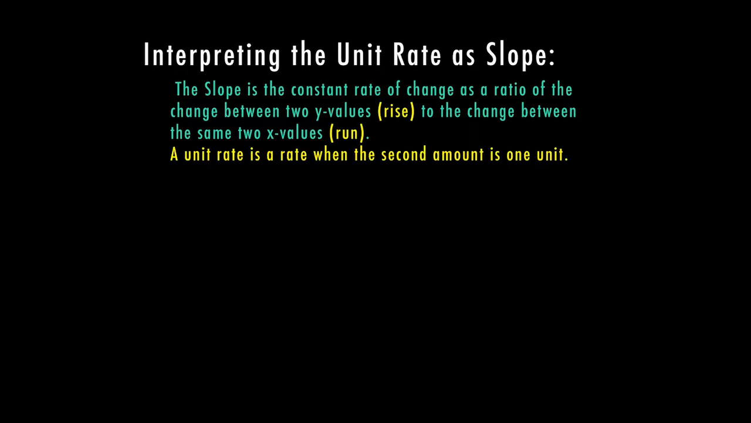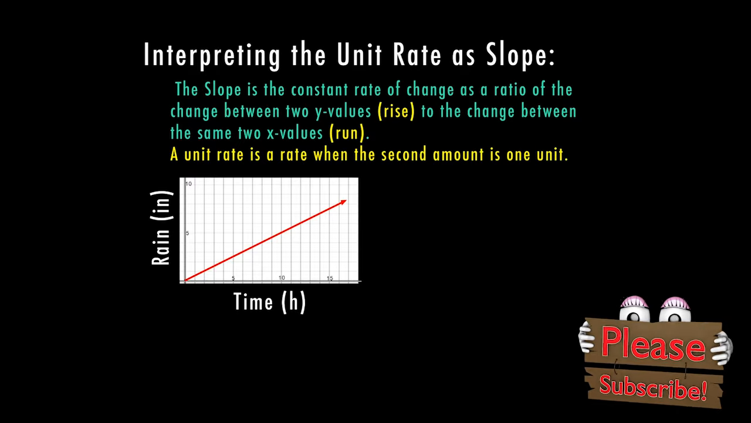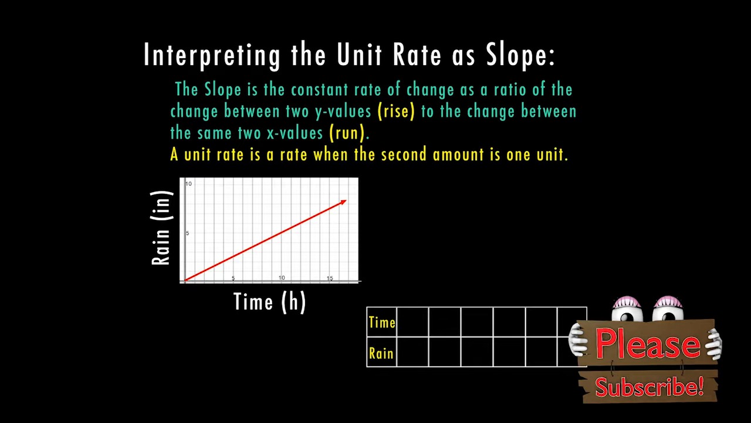A unit rate is a rate when the second amount is 1 unit. We do know that a rate is a comparison of two measurements, such as time and distance. That's an example, or price per pound. So a rate is like a ratio, but we're actually comparing two measurements. So the unit rate is when the second amount, which would be our denominator if we write it like a fraction, is 1 unit. So let's see how this relates to a graph and a table here with our slope.